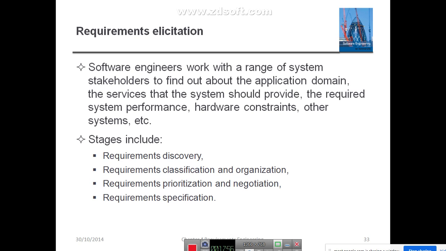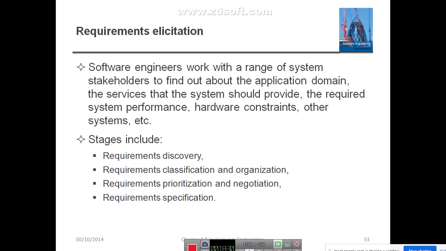The first is requirement discovery, then requirement classification and organization, requirement prioritization and negotiation, and the requirement specification. These are the 4 stages included within the requirement illustration. Now in today's class we are going to study all these stages in detail, what exactly the work of each of these 4 types of stages is. I hope it is clear.